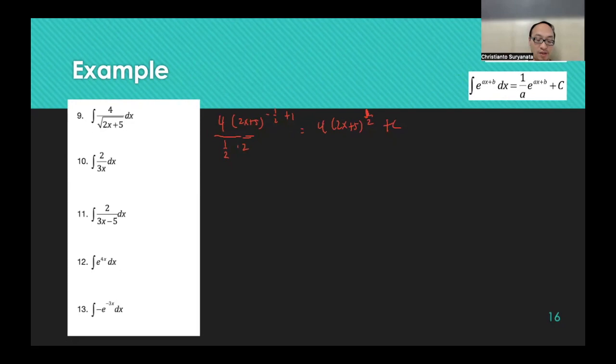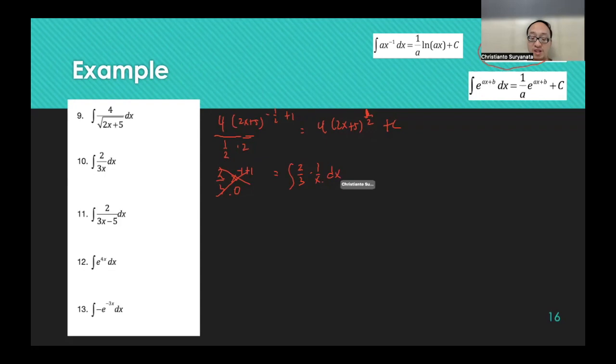Number 10, it's 2 over (3x minus 1). So plus 1 is 0, so we divide by 0, cannot. That's why for x to the power of negative 1, we will use this, so it becomes ln. So this becomes 2 over 3 times the integral of 1 over x. Now, the integral of 1 over x is ln. So 2 over 3, 1 over x dx, is 2 over 3 ln x plus c.